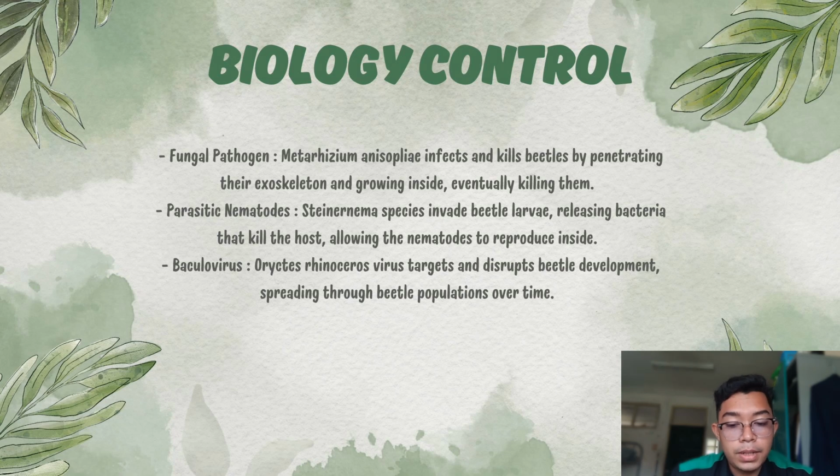them. Parasitic nematodes. Steinernema species invade beetle larvae, releasing bacteria that can kill the host, allowing the nematodes to reproduce inside. Baculovirus. Oryctes rhinoceros virus targets and disrupts beetles' development, spreading through the beetle population over time.